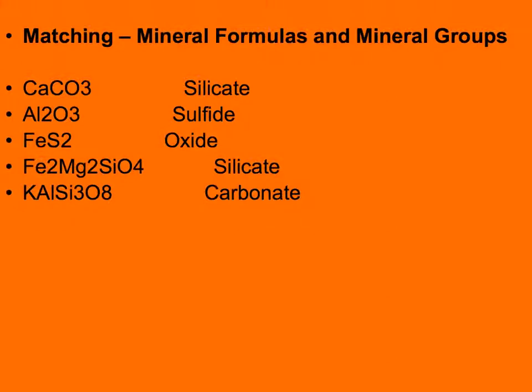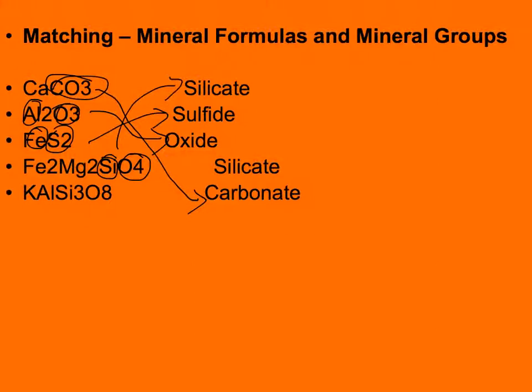So when I look at this first one, CaCO3, I see a carbon and an oxygen, so right away I know that it's a carbonate mineral. The next one, I see a metal with oxygen, so I know it's an oxide. The next one, I see a metal with sulfur, so I know it's a sulfide. The next one, I see silicon with oxygen, tells me it's a silicate. The next one is silicon with oxygen, tells me that it's also a silicate.